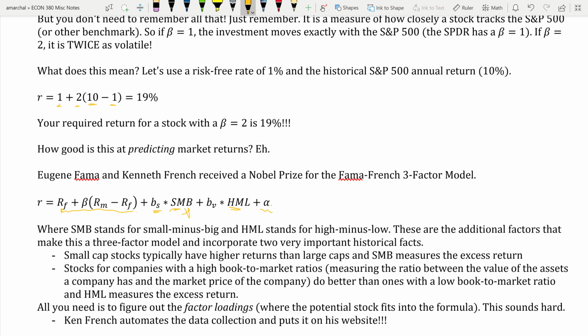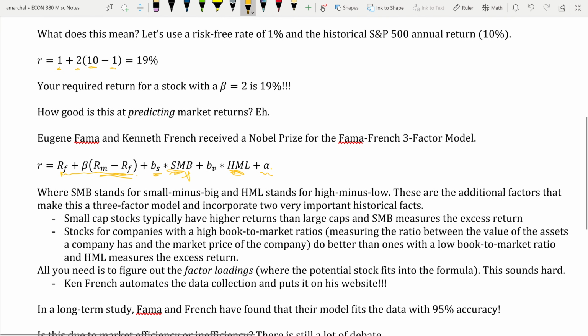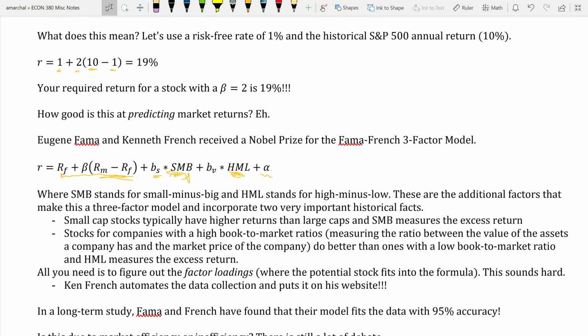So all you really need to do is figure out these factor loadings, which is just where the potential stock fits in the formula. Now, this sounds pretty hard, but luckily, Kenneth French actually automates all the data collection for every single stock that is publicly traded here in the US, and he puts it on his website, as well as the current factor loadings for the market risk premium, SMB, and HML. So if you're ever interested or want to invest based off of the three-factor model, you can just check out his website. It's really easy to follow and see what these factor loadings are.